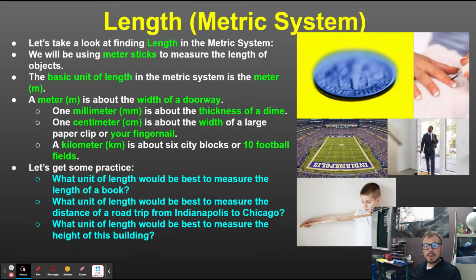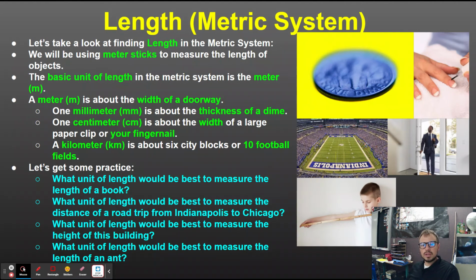What unit of length would be best to measure the height of this building? The height of this building, probably want to use meters because it may be about 20 meters or so. That'd be the appropriate one. Kilometers are going to be a little too big to measure that, and everything else would be a little too small, right? So centimeters, millimeters, too small. You'd want to use a meter.